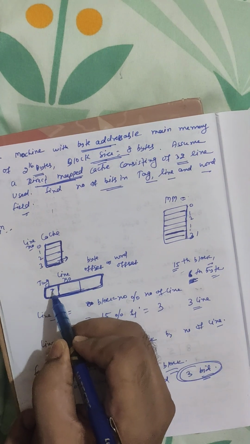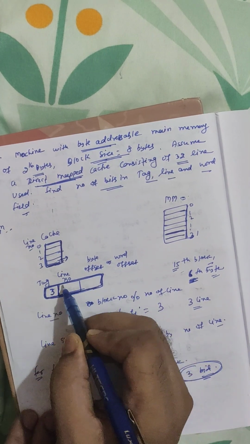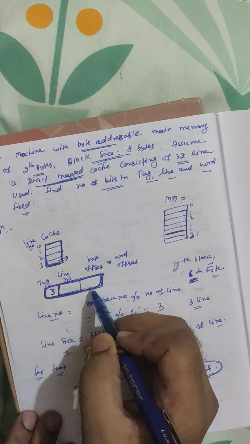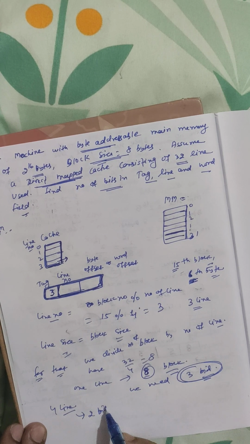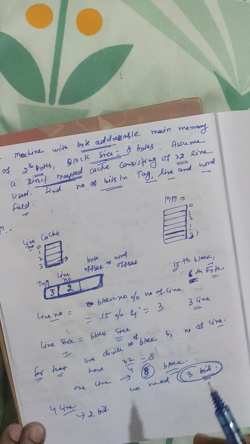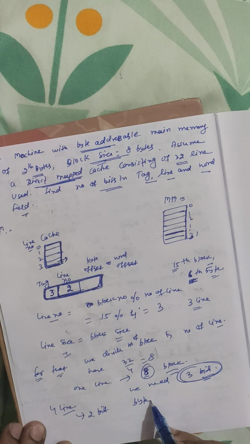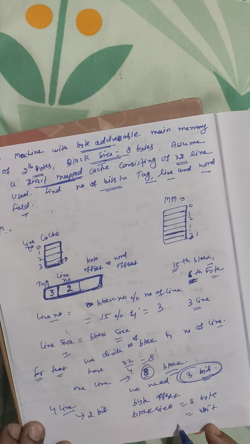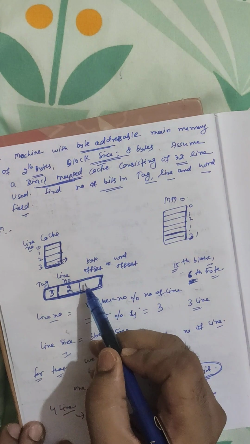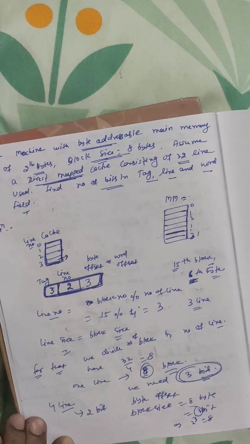So here 3 bits for the tag. For the line number, there are 4 lines, and for that we need 2 bits. And for the byte offset, the block size is 8 bytes, so we need 3 bits, as 2^3 equals 8. So here 3 bits will be the byte offset. Using this method we can solve the question.